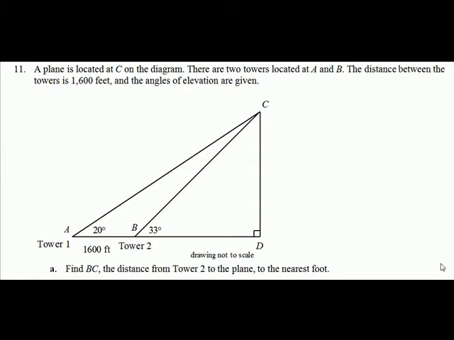So here's the deal. A plane is located at point C on the diagram. So we have a plane up here in the air. There are two towers located at point A and point B, and the distance between the towers is 1,600 feet.